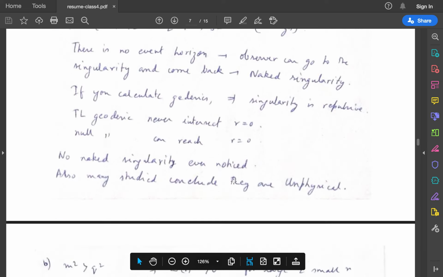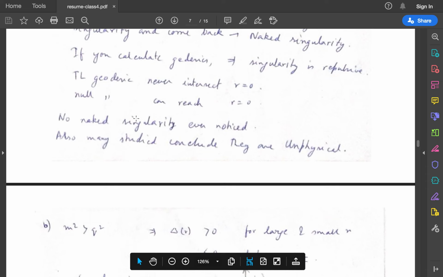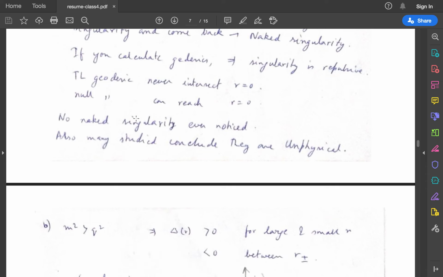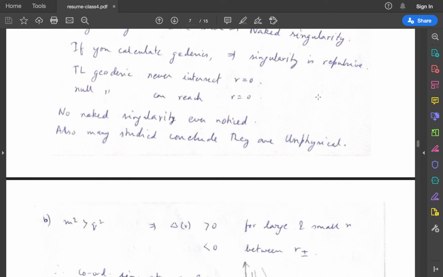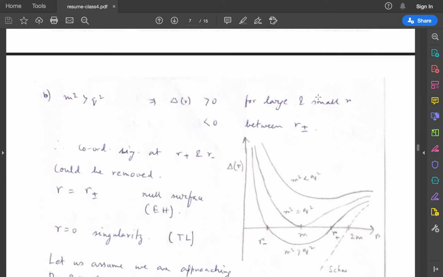However, this naked singularity has still not been noticed, and there are many studies which conclude that they are unphysical. We will not go into those studies, and this is not conclusive. There are also studies which show that they may be physical, but we have not seen them. So there is a dispute about that, but we will not go too much further. If you're interested, we can look into what naked singularities are.